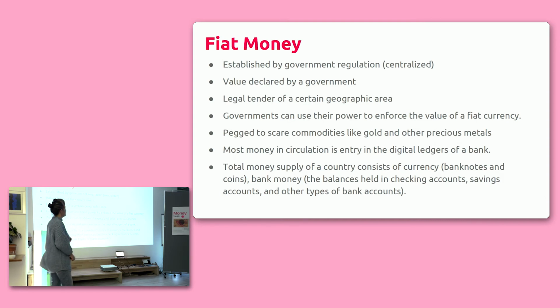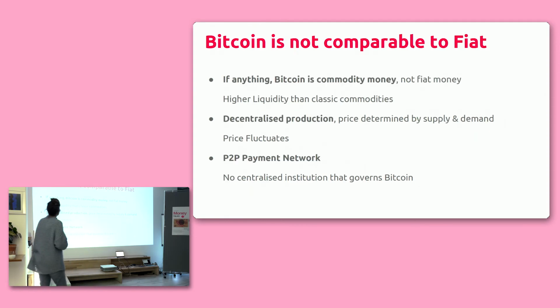So, is Bitcoin or are cryptocurrencies money or not? So first of all, yes and no. If anything, I think Bitcoin is more commodity money rather than fiat currency. Why? For several reasons.